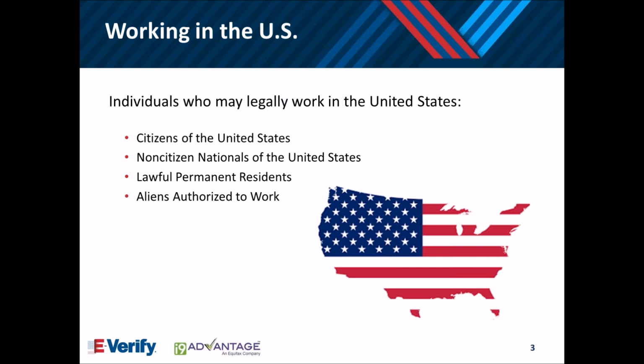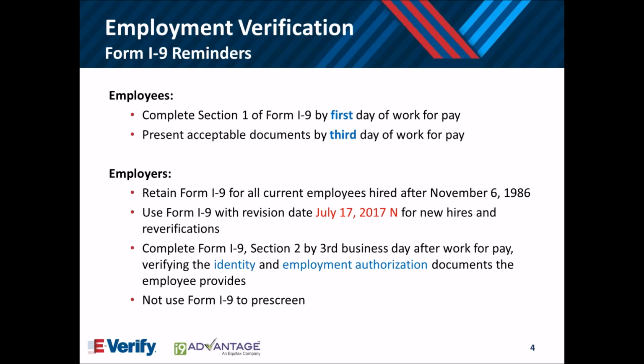And then finally, we've got aliens authorized to work. And aliens authorized to work are a category of workers who don't fall within one of those top 3 categories, but they do have legal work authorization in the United States. And some examples of that are a foreign student with work authorization, or a refugee, and also asylees fall into this category. And again, we're going to see these statuses a little bit later when we take a closer look at Section 1.